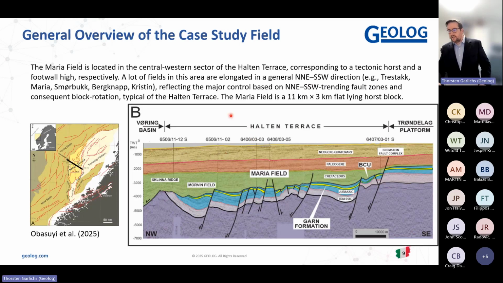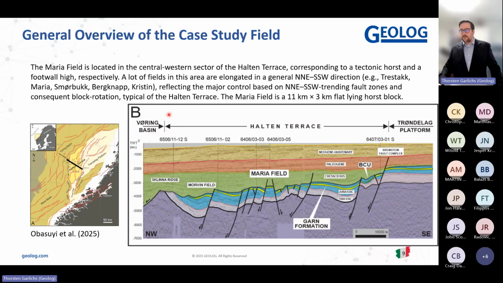The Maria field is located in the central western sector of the Halten Terrace. You see that on the left side here again. There is the black bar highlighting the cross-section you see also on the right side. Here we have the corresponding tectonic horst. The Maria is a horst platform and a footwall high, respectively.